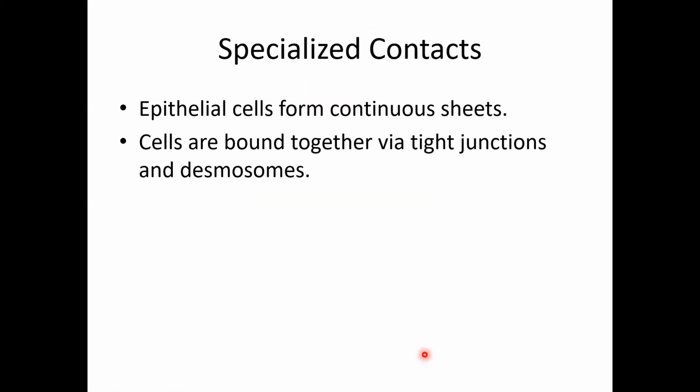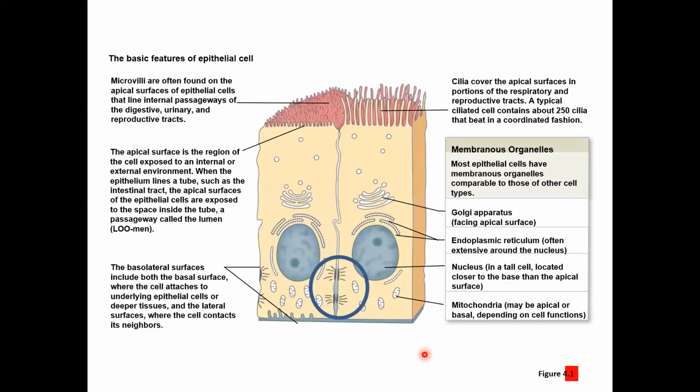Epithelial cells are also held together by specialized contacts. They form continuous sheets. They're held together with tight junctions. And if you'll remember from when we talked about cells, tight junctions tightly hold the cells together so that stuff doesn't leak in between them. And desmosomes. Desmosomes physically hold the cells together in continuous sheets so that if tension is applied, it doesn't pull the cells apart. So there we see our cellular junctions between those 2 cells.